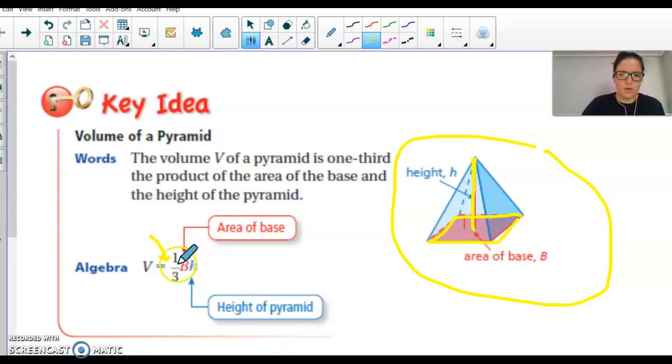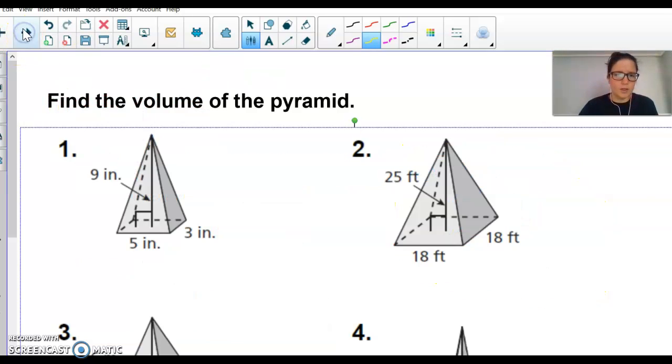So we have that. You have to multiply the area of the base and the height by that 1/3. And again, the base can be a variety of different shapes. It can be a triangle, it could be a rectangle, it could be a square. It's going to be given to you.